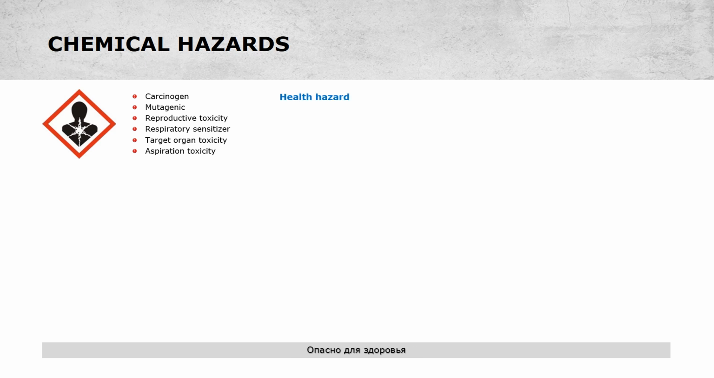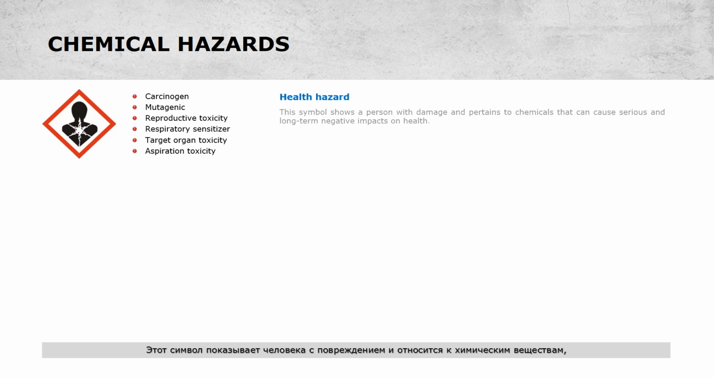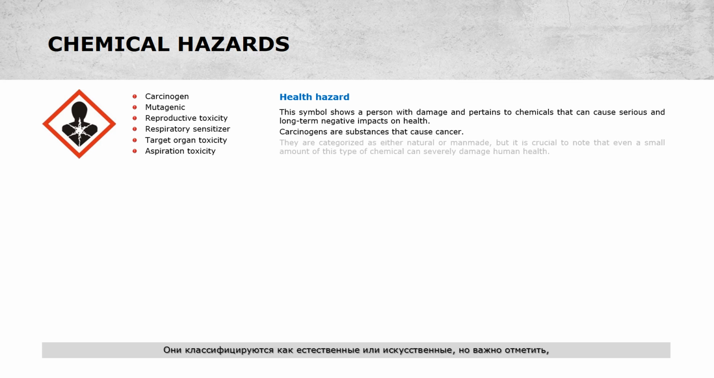Health hazard. This symbol shows a person with damage and pertains to chemicals that can cause serious and long-term negative impacts on health. Carcinogens are substances that cause cancer. They are categorized as either natural or man-made, but it is crucial to note that even a small amount of this type of chemical can severely damage human health.